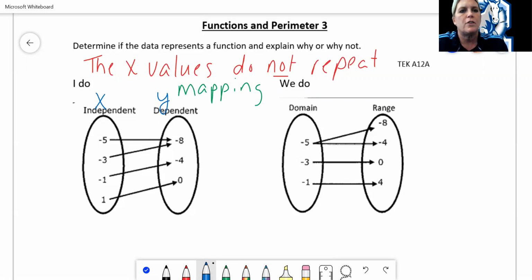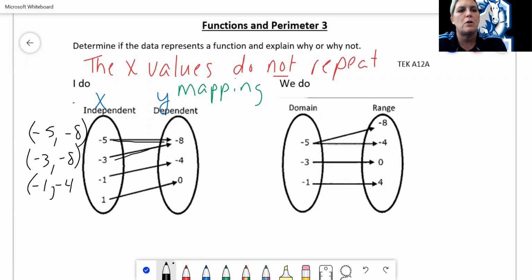What I like to do to figure out if things are a function or not when they're written in mapping is write them as ordered pairs. -5, and the line for -5 goes to -8. The next one is -3, and the line for -3 goes to -8. Then I have -1, and the line goes to -4, 1, and it goes to 0.